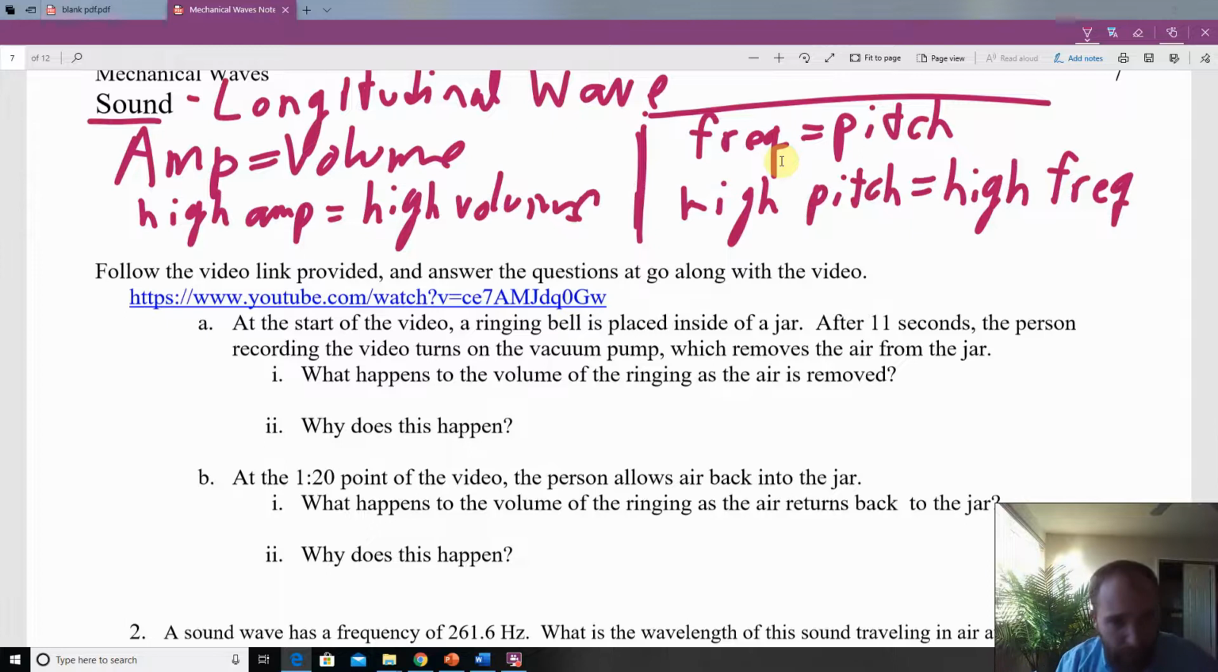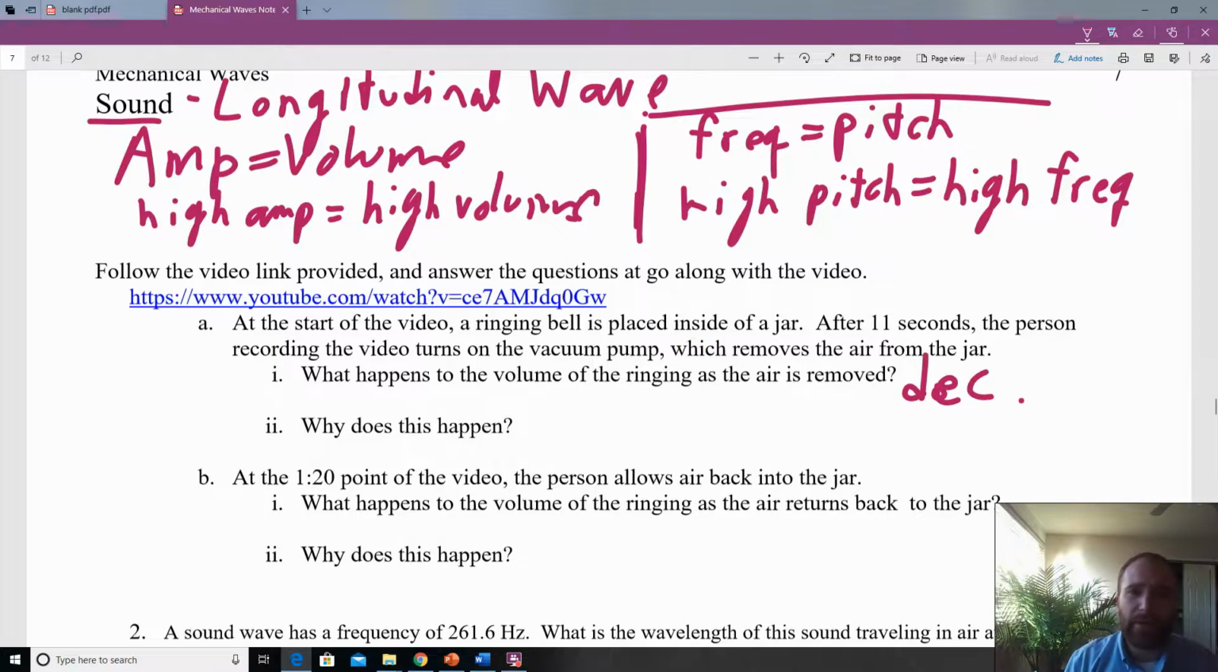All right. So I'm hoping by now you watched the video and answered the questions. Just to go through this really quickly. At the start of the video, a ringing bell was placed inside of a jar, and after 11 seconds, the person recording the video turns on the vacuum pump, which removes air from the jar. What happens to the volume of the ringing as the air is removed? I'm hoping that you noticed it went down. It decreased.